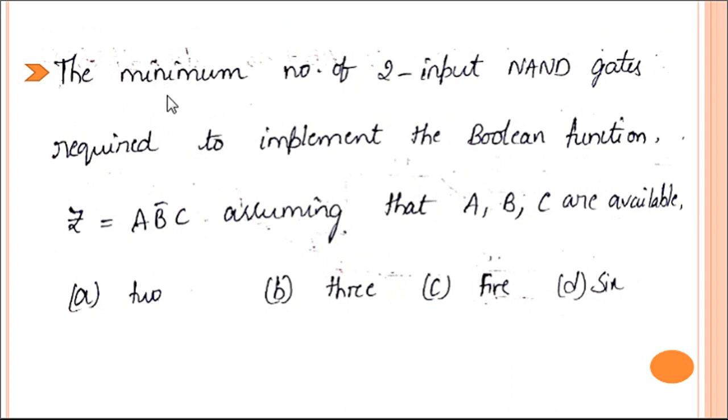Now see the next model. The minimum number of two input NAND gates required to implement the Boolean function Z equal to A B bar C, assuming that A, B, C are available. Okay, these are the options they have given.